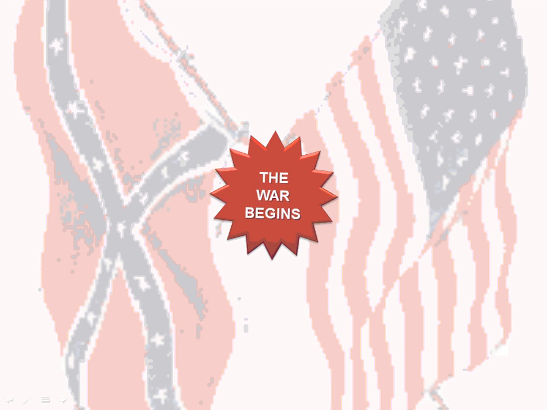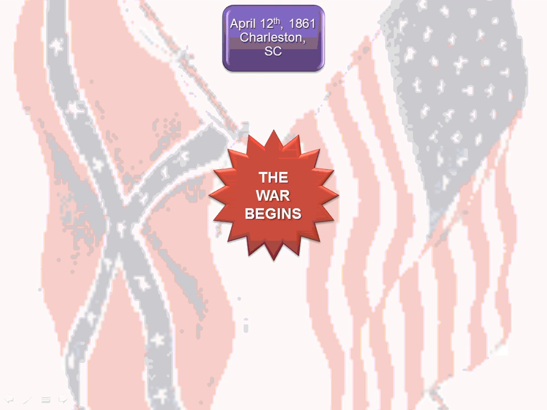So, let's get to the war. The war begins. How does the war begin? Where does it start? Let's put it like that. What city, what state? In Fort Sumter, South Carolina, Charleston, April 12, 1861. In Charleston Harbor, there's an island, and on that island is a fort.